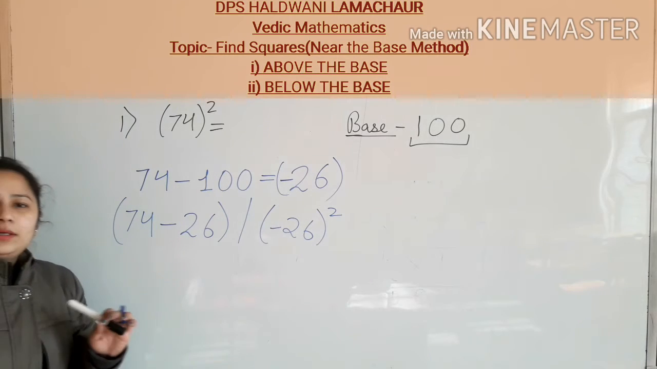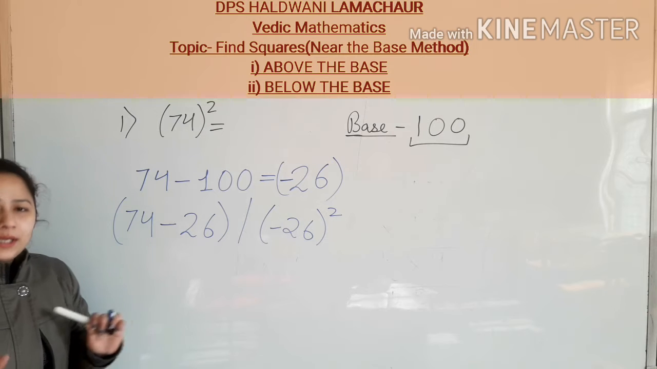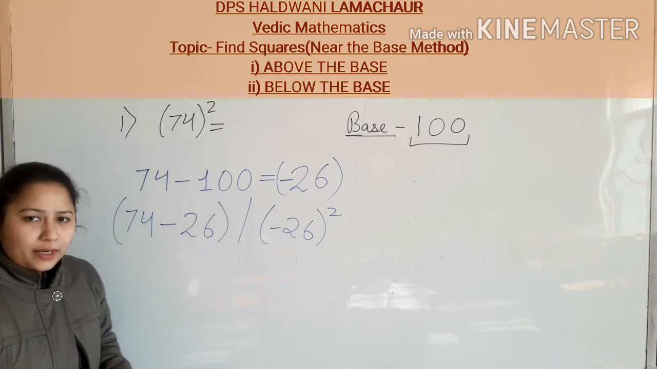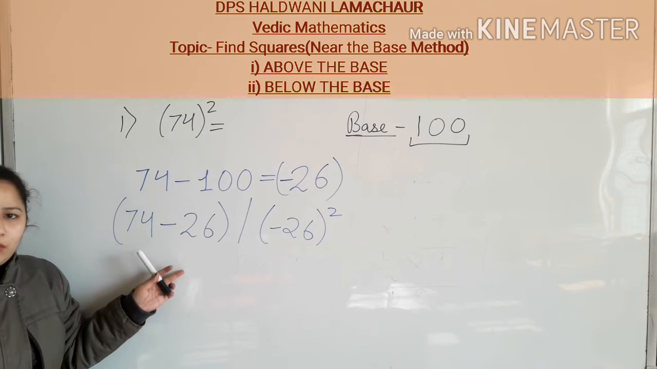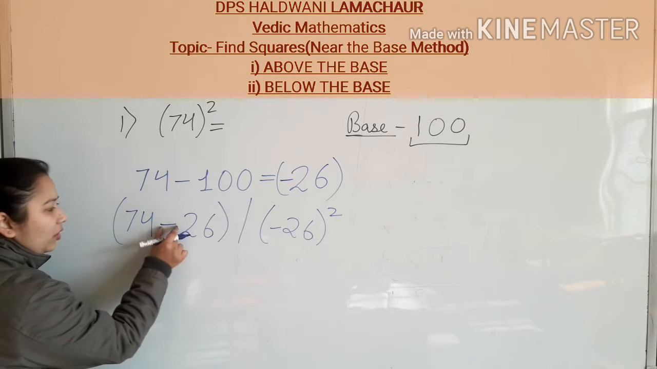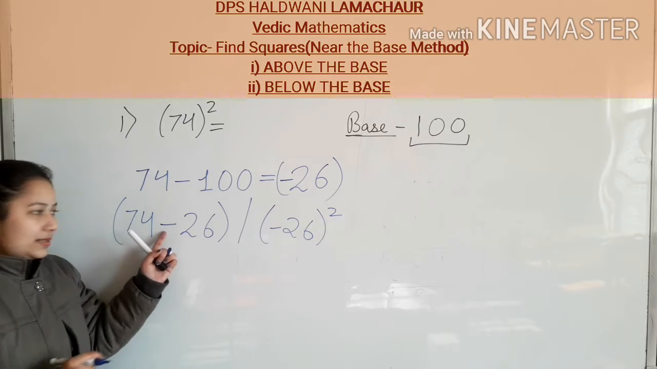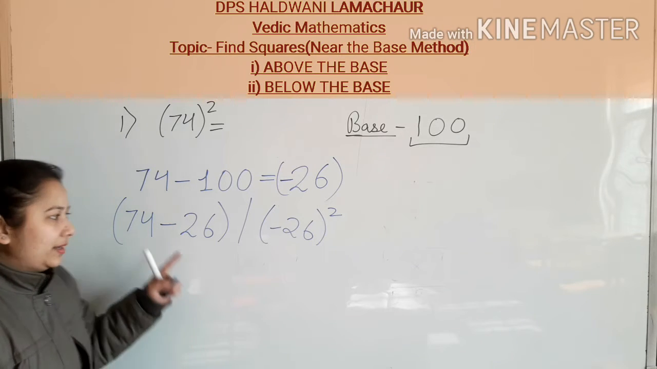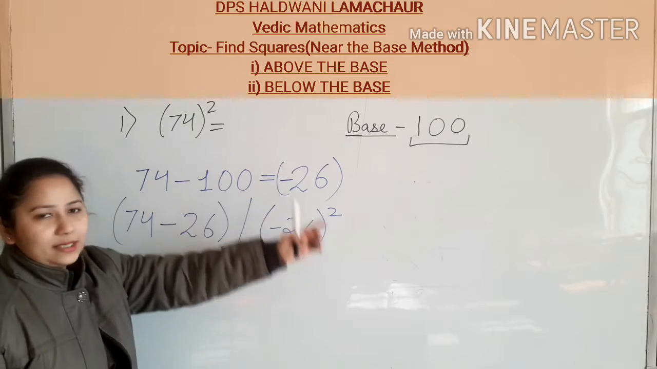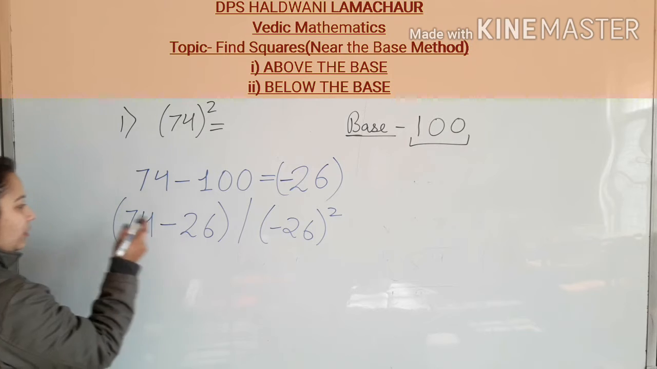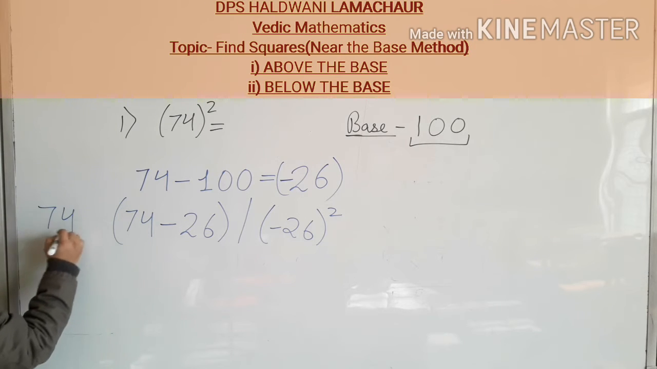See, both the methods are just related to each other. You don't have to learn two methods for this topic. You only have to learn one method. The only difference is of this sign, this minus sign. In above the base, here is plus. In below the base, here is minus. All the things are same. Now 74 minus 26. You can do like this or you can minus directly also.